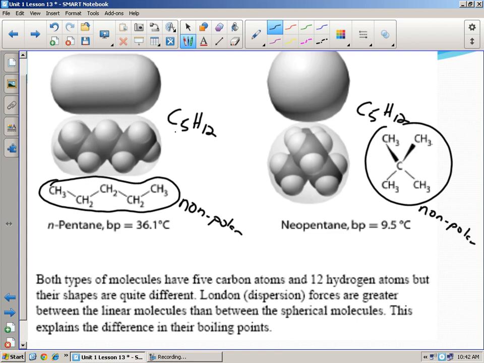How many electrons do you have? This is something we need to do here and be able to do. How many electrons do you have in C5H12? And remember, we are not just talking valence electrons here, because they all move. Yes?